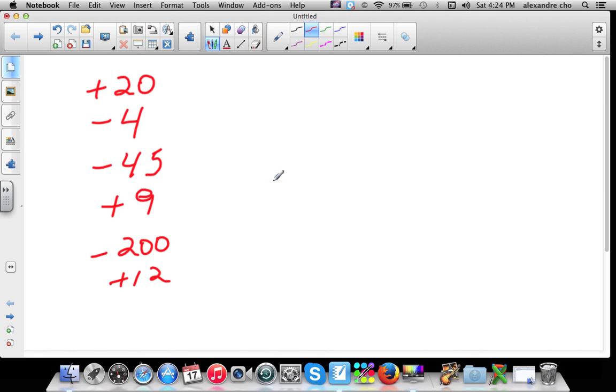Okay, that's one. That was easy. So number 1 was all about using integers to represent real life situations. Okay, very simple. Number 2, determine the quadrant where each point lies.